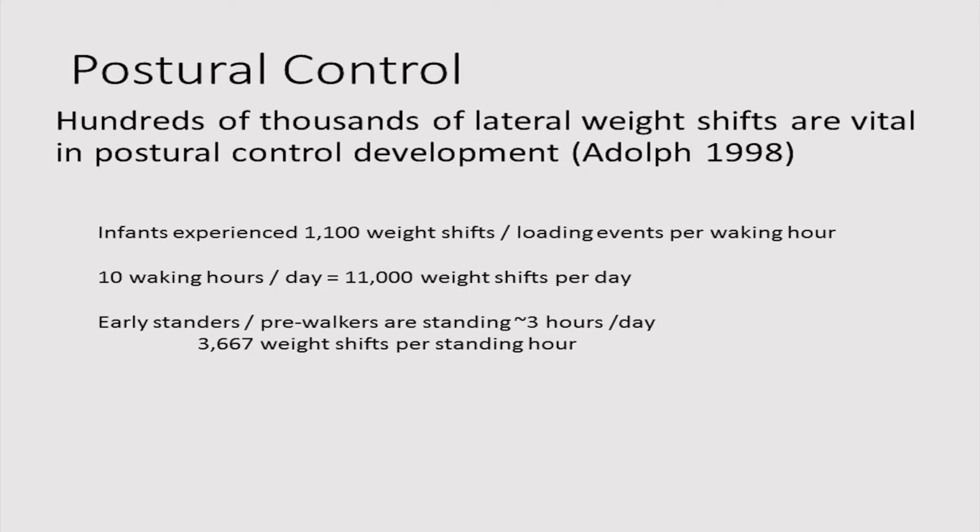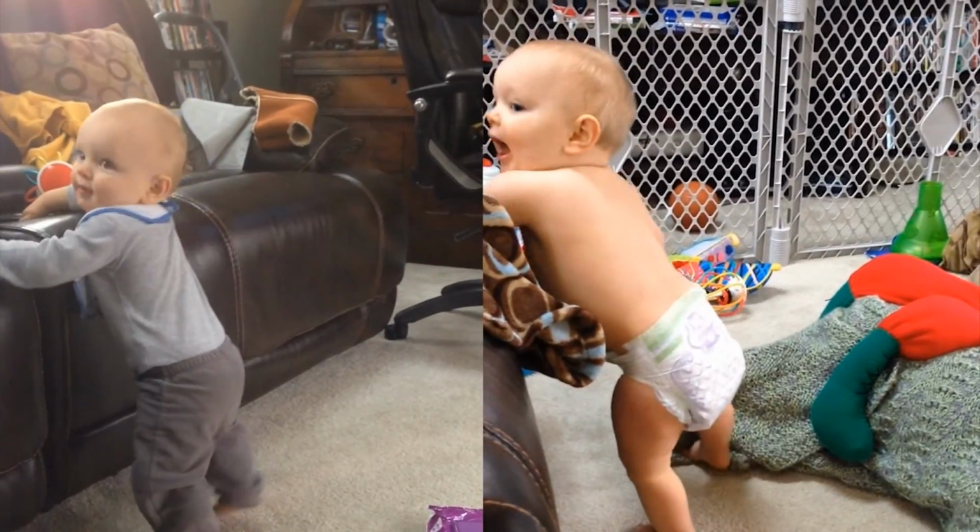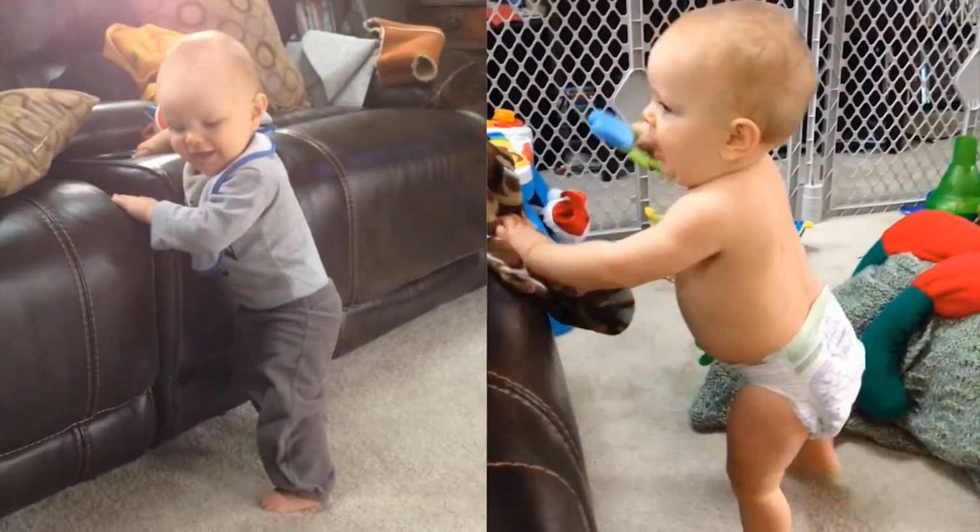And early standers and pre-walkers are most likely to be up and standing approximately 3 hours a day, in between crawling and feeding and playing on the floor and napping. So we're going to get those 3 hours a day. We have over 3,600 weight shifts per standing hour. So that's a lot of massed practice that these kids are getting, weight shifting, working on unloading and shifting their weight and maintaining that within their base of support. So this is a couple of videos of a typically developing child who is in the cruising phase.